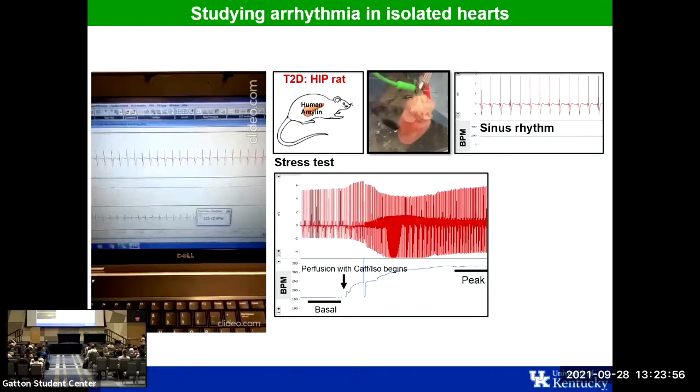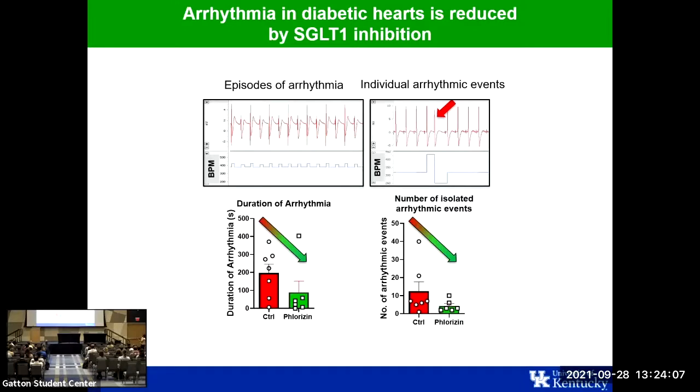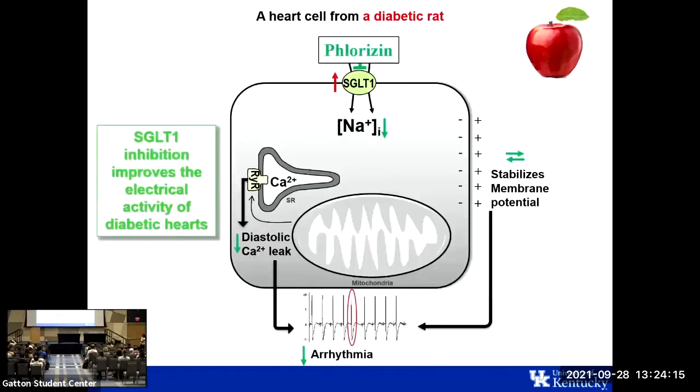So we measured the duration of arrhythmia, like there'll be episodes of arrhythmia such as ventricular tachycardia. And then we also counted individual arrhythmic events. When we treated the heart with phloretin, the duration of arrhythmia as well as the individual arrhythmic events went down. So this proved our fourth hypothesis.